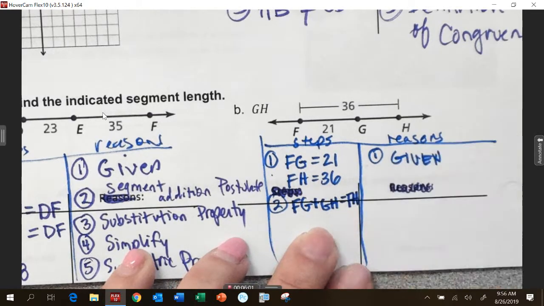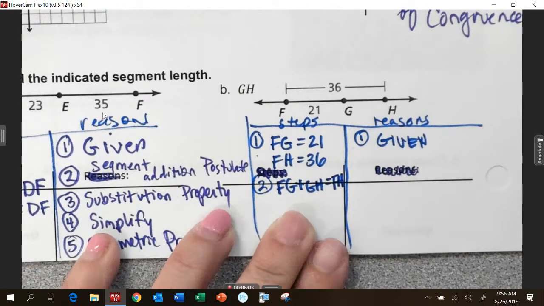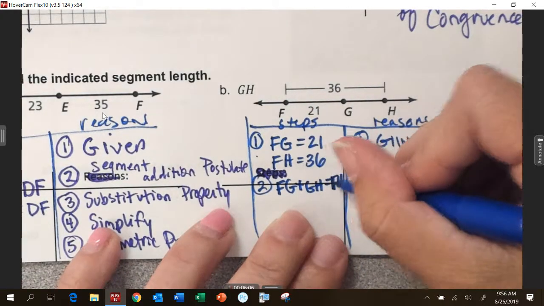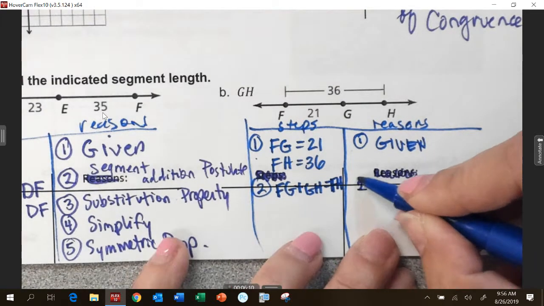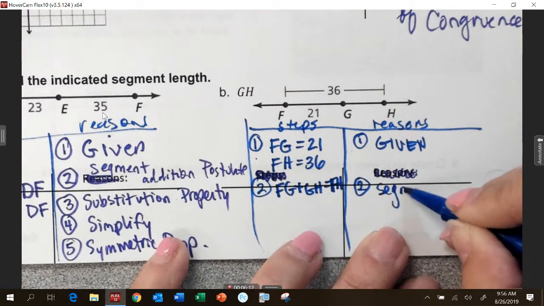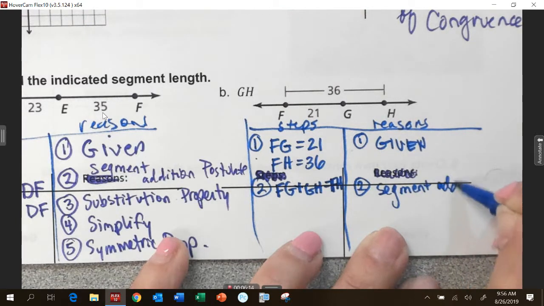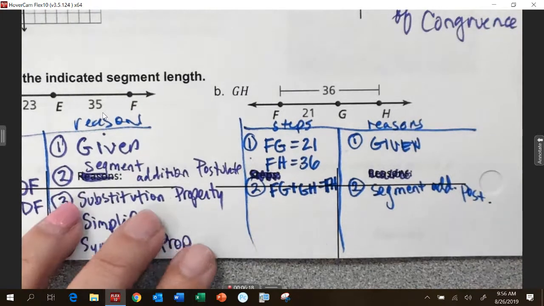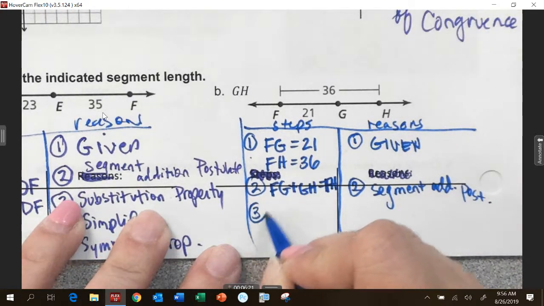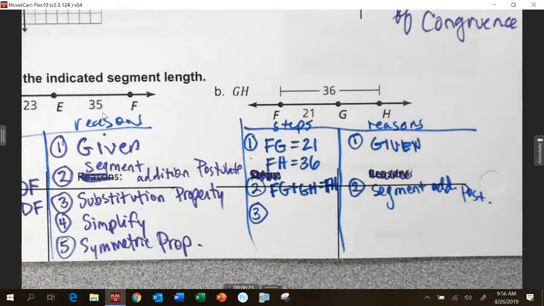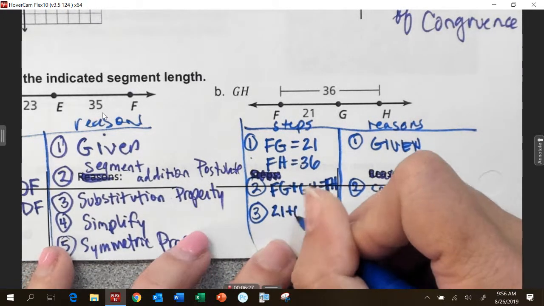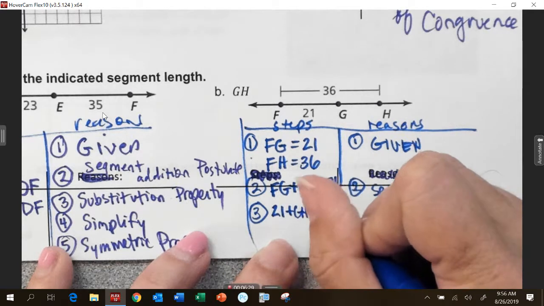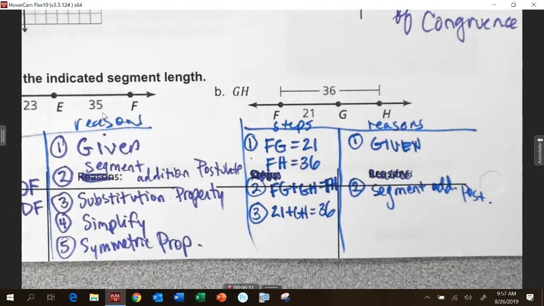I'm running out of space in here. FG plus GH equals FH. That's kind of hard to see. It's FH because there's a line right there. That's the segment addition postulate. Step 3 is plug in those numbers we were given. We were given 21 plus GH equals 36. So I plugged in the numbers I was given.